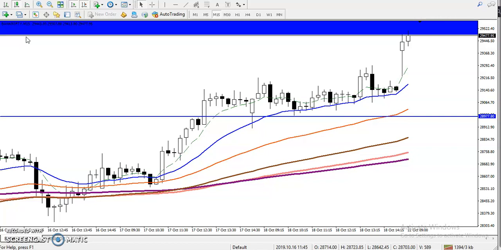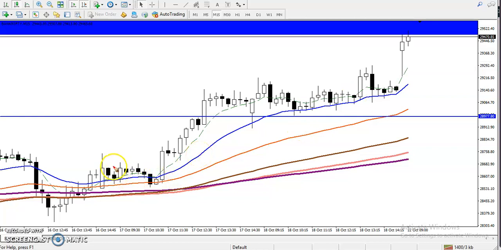So in this video I'll discuss Bank Nifty, and this is the Bank Nifty 15 minute chart. Now we have seen in a 15 minute time frame Bank Nifty is running in an uptrend. So right now Bank Nifty is following the 20 moving average.